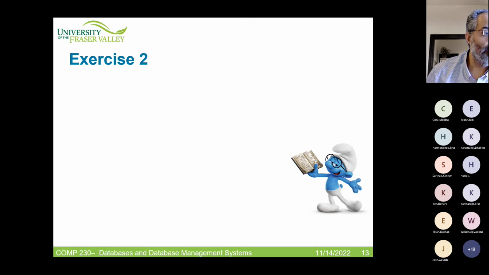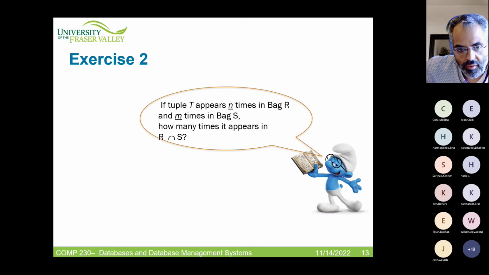Now, based on this, Brainy is going to ask us another question. If a tuple appears n times in bag R and m times in bag S, how many times does it appear in R intersect S?